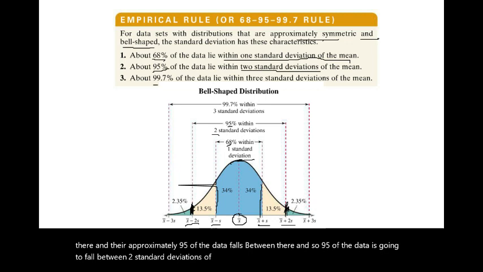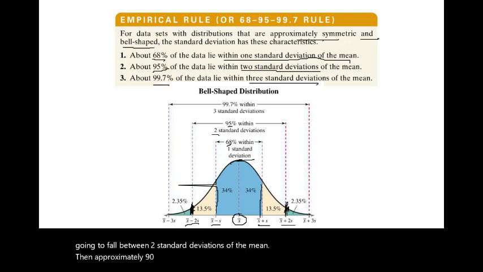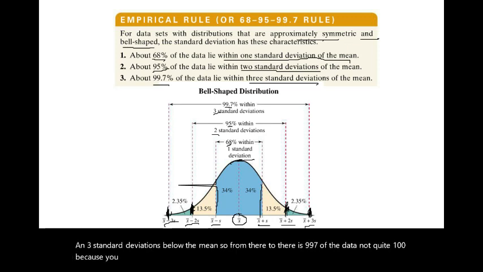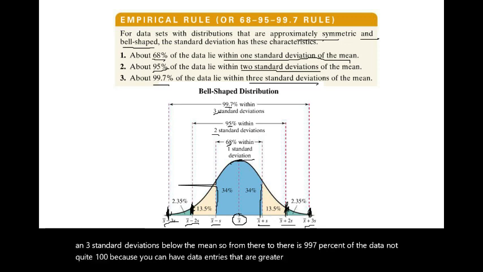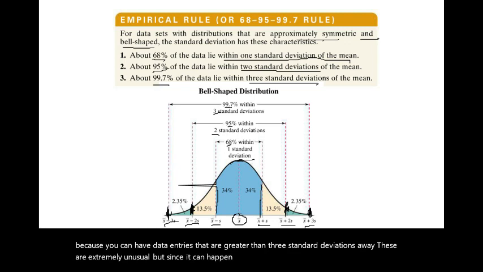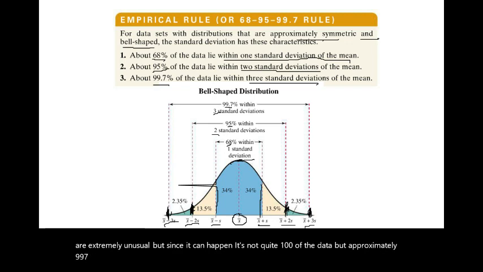Then approximately 99.7% of the data is going to fall within three standard deviations of the mean. So between three standard deviations above the mean and three standard deviations below the mean, from there to there, is 99.7% of the data. Not quite 100, because you can have data entries that are greater than three standard deviations away. These are extremely unusual, but since it can happen, it's not quite 100% of the data. But approximately 99.7% of the data will fall within three standard deviations of the mean.